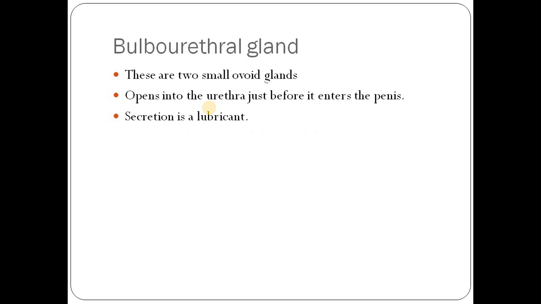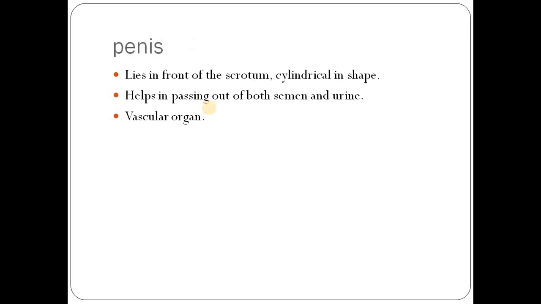The next gland is the bulbourethral gland. These are two small ovoid glands which open into the urethra just before it enters the penis, and the secretion will serve as a kind of lubricant. Whatever secretion is there, it will help in lubrication. So you have to remember the secretions from all the three glands, their functions and their purpose, it's very, very important.